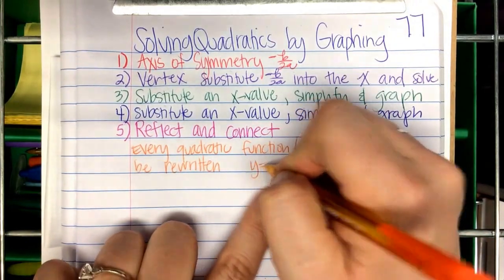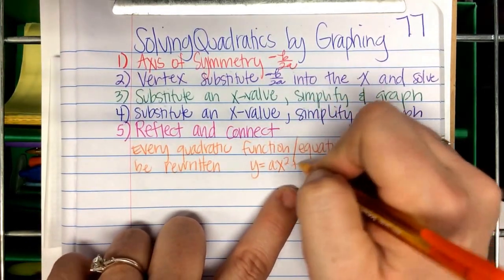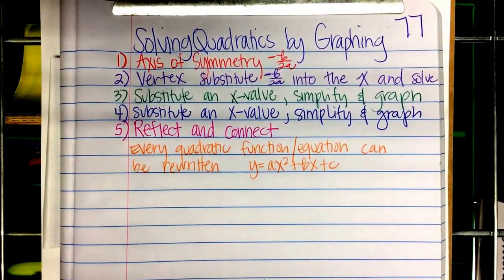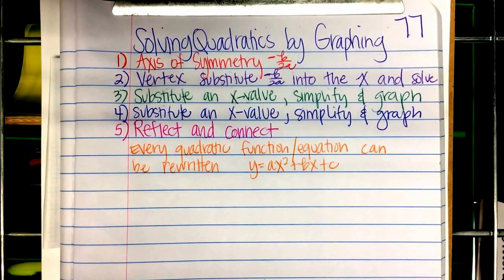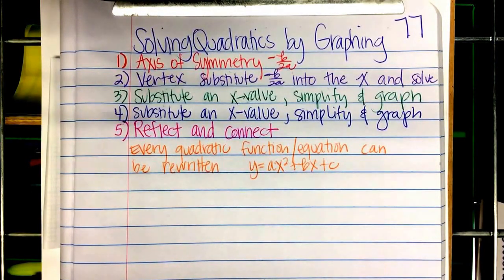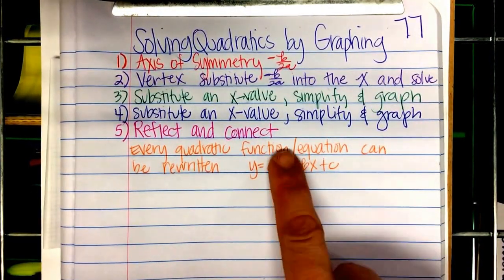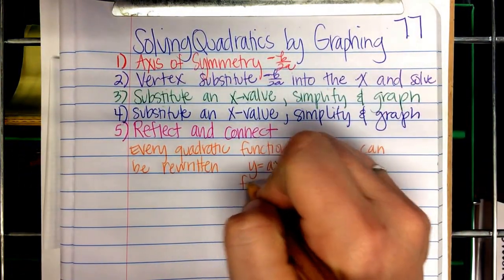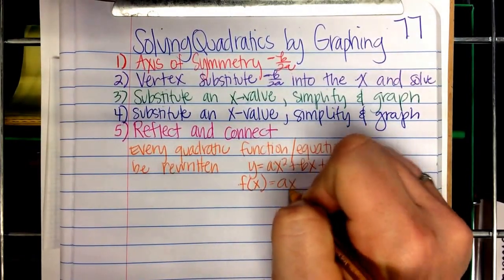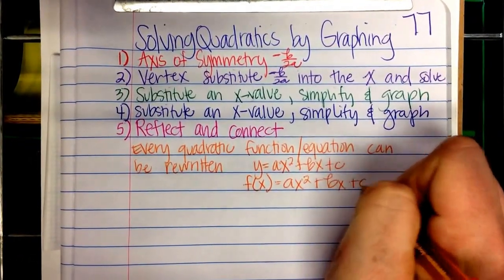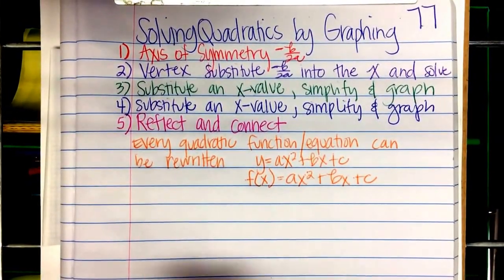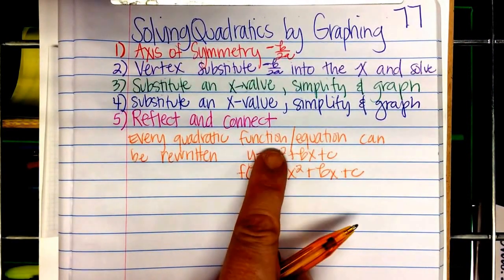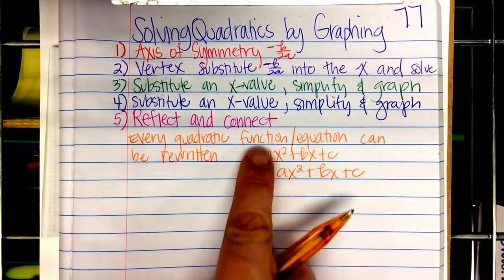Are you familiar with this? Y equals ax squared plus bx plus c. What's that called? That's standard form. Y equals, and then you have your ax squared plus bx plus c. This is your quadratic. Or you could have it written in function form, correct? F of x stands for function form. Do these mean the same thing? Yeah.